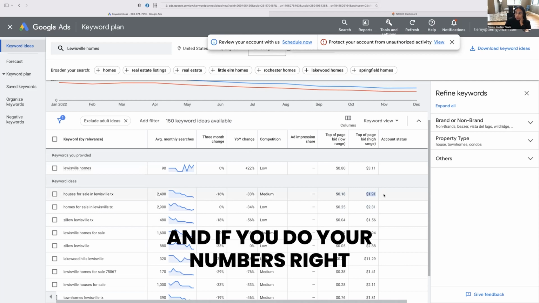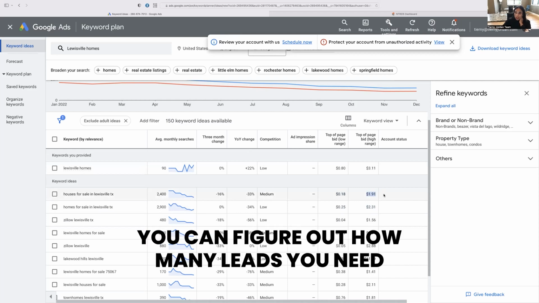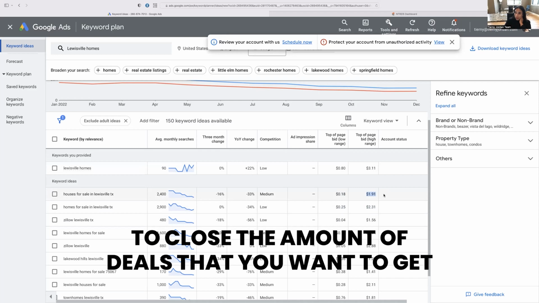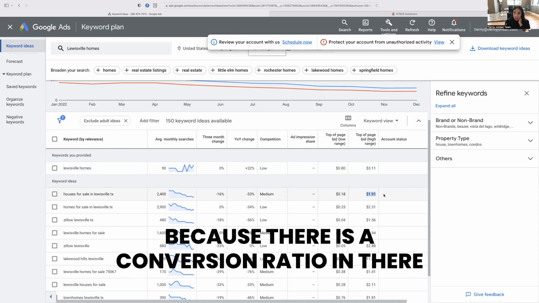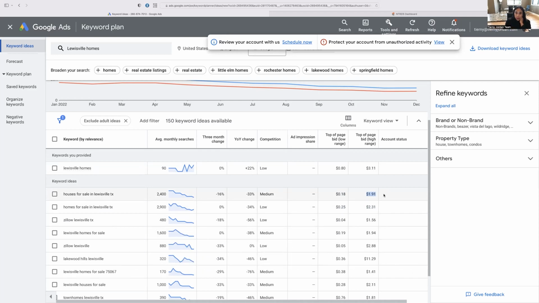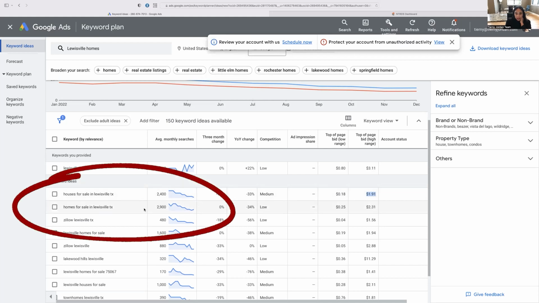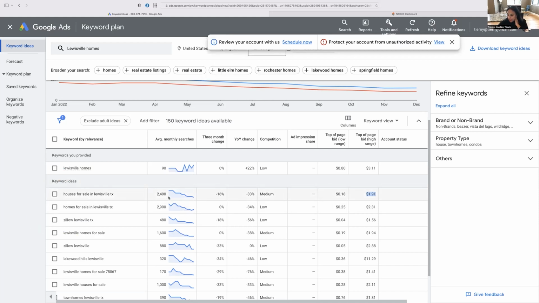And if you do your numbers right, you can figure out how many leads you need to close the amount of deals that you want to get, right? Because there's a conversion ratio in there. So Louisville has a decent amount, right? So I'll write that down. So somewhere around 5,500 people searching every month.